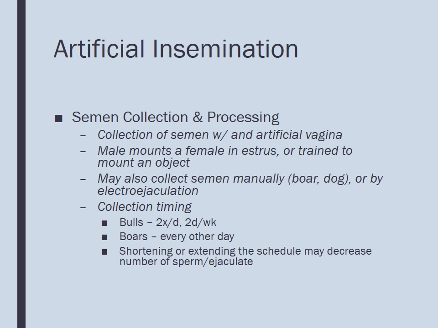A little on collection and processing. We're going to collect a donor bull with an artificial vagina, and if you've never seen that process before, they bring the bull or boar out and mate it on a dummy animal or a dummy apparatus and collect semen, either naturally, manually, or through an electro-ejaculator. Boars can be collected maybe every other day, bulls a couple times a week, and the amount of sperm that they're making more or less dictates that schedule.